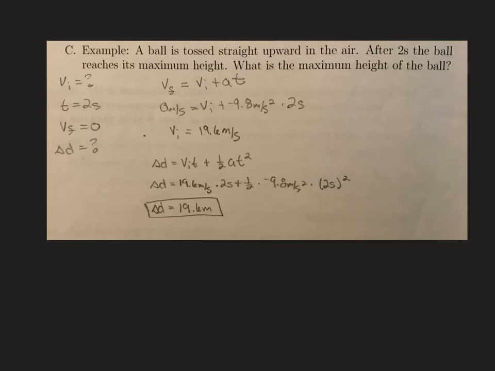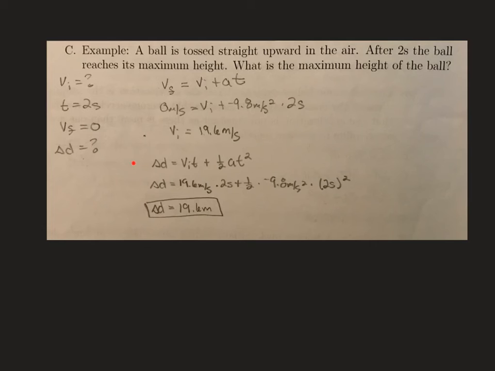Luckily there is one kinematic equation without displacement in it. So that is this one here. I know my velocity final is 0. I'm trying to find initial velocity. I know acceleration. It's negative 9.8 meters per second squared, even though it's moving upward, it's still negative, times the 2 seconds. And we get an initial velocity of 19.6 meters per second.